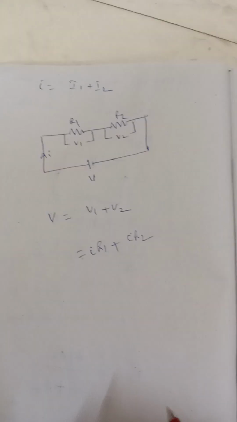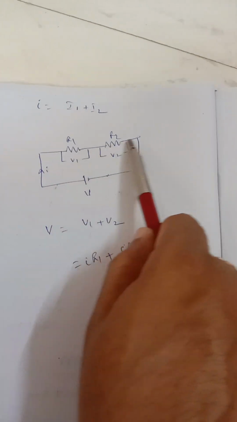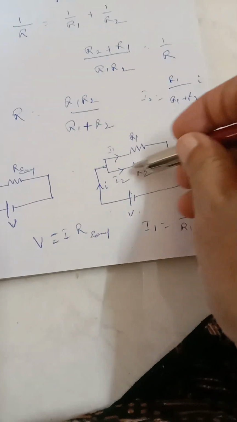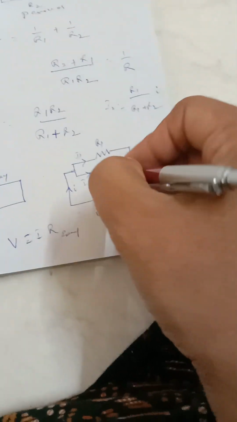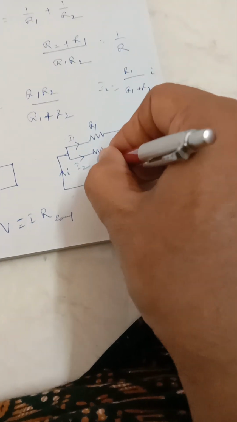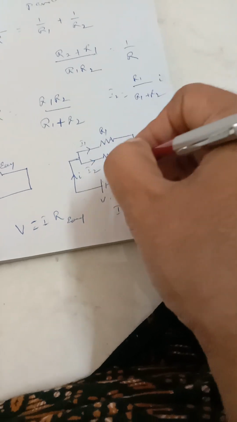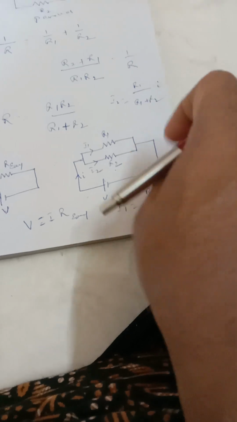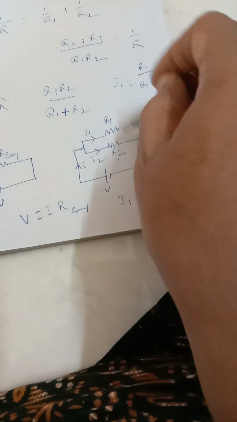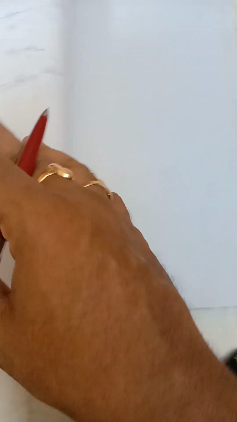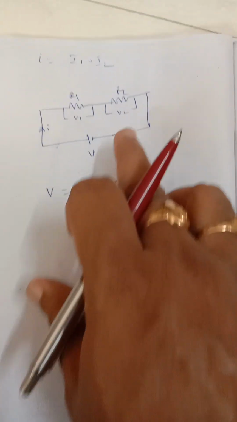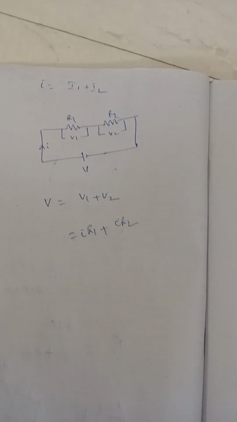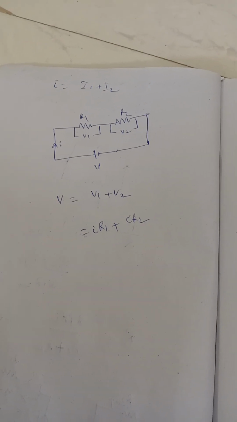That means in series combination, the same current will flow through the circuit. In parallel combination, the current will divide. Only the voltage will be the same. The same voltage V will appear here, V will appear here. The difference between parallel and series combinations is that in parallel combination the voltage is the same throughout the network, while in series combination the same current will flow through the circuit. In the next videos we will solve one or two problems, and it will be clearer.